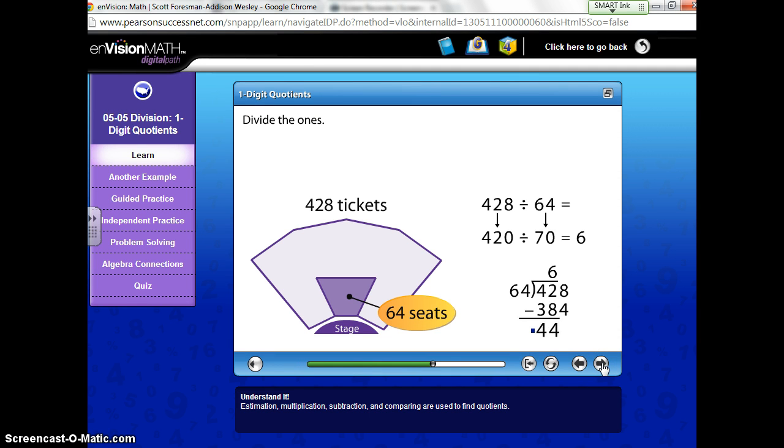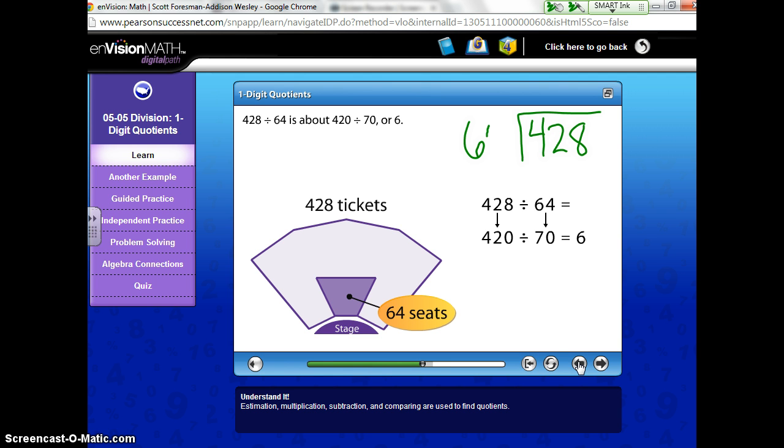So now we're going to do this the long way. We're going to take 428 divided by 64. Okay, first thing, how many 64s fit into 4? Brendan? Brendan, eyes and ears up here, please. How many 64s fit into 4, Brendan? How many 64s fit into 42? How many 64s fit into 428?